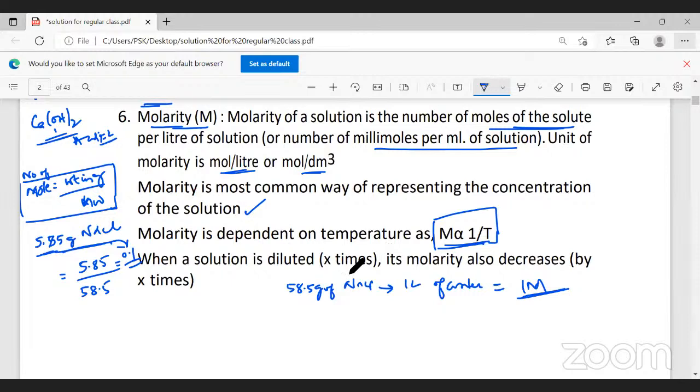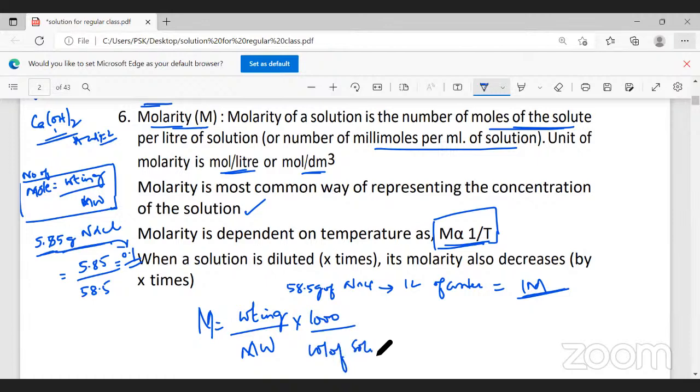Now, when a solution is diluted X times, its molarity decreases by X times. Same as we learned for normality. The same explanation goes here also. Now, molarity is calculated by the formula, a very small change in the formula: weight in grams by molecular weight into 1000 divided by volume of the solution. We'll work out problems based on this.